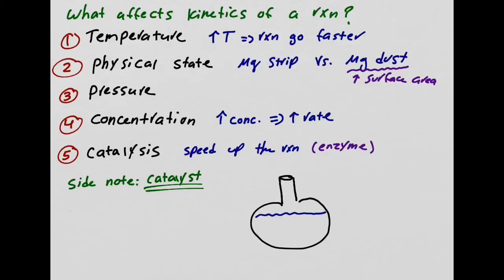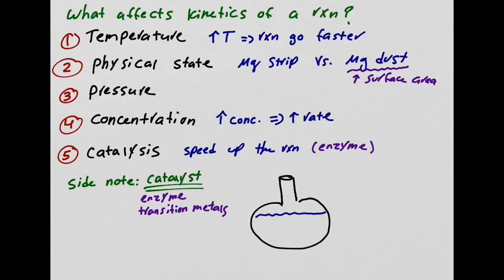So, a catalyst. Let's go over what is a catalyst. Enzyme is a catalyst. In chemistry, usually transition metals are catalysts. Okay. Now let's go over what is a catalyst. What does a catalyst do exactly? How does it speed up a reaction?